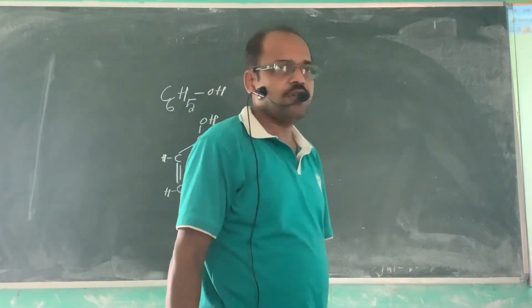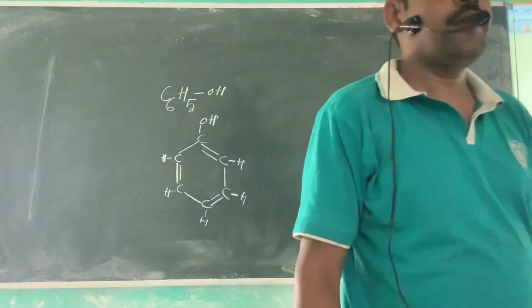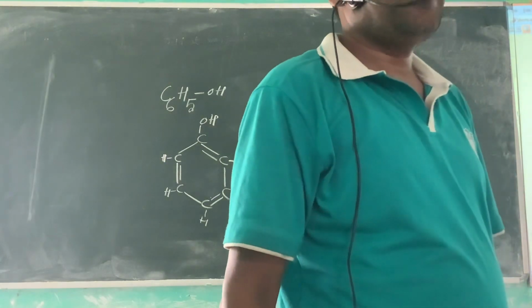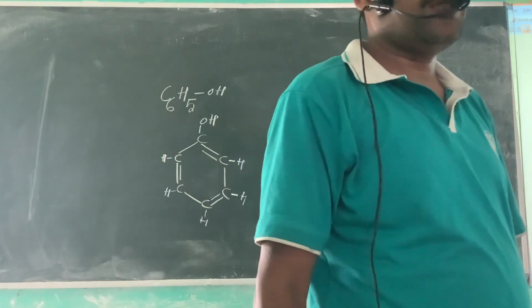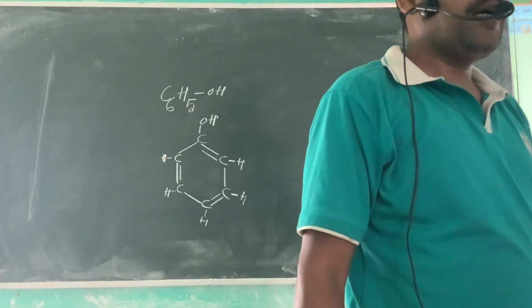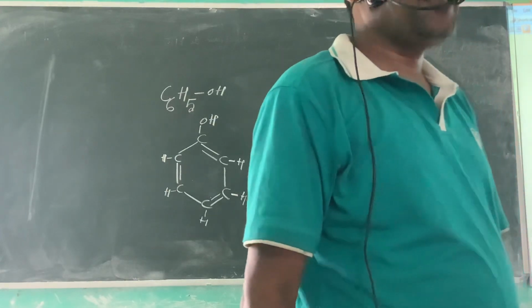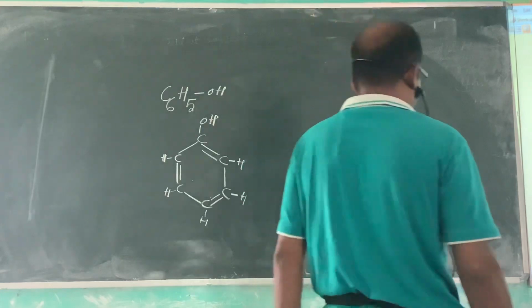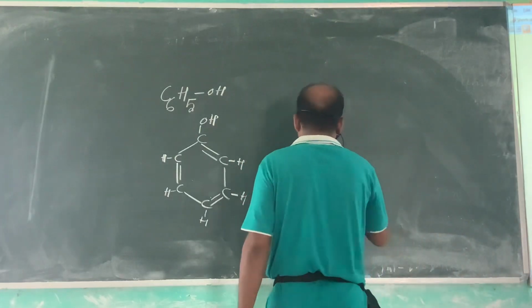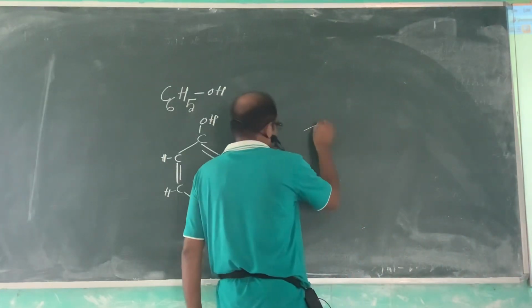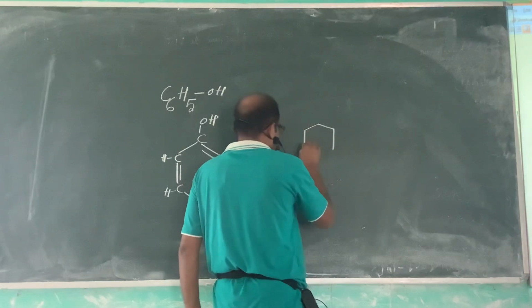Methyl phenol is called cresol. There are three types of cresol. One is called orthocresol, another is called paracresol, and the next one is called metacresol. This is the formula for methyl phenol.